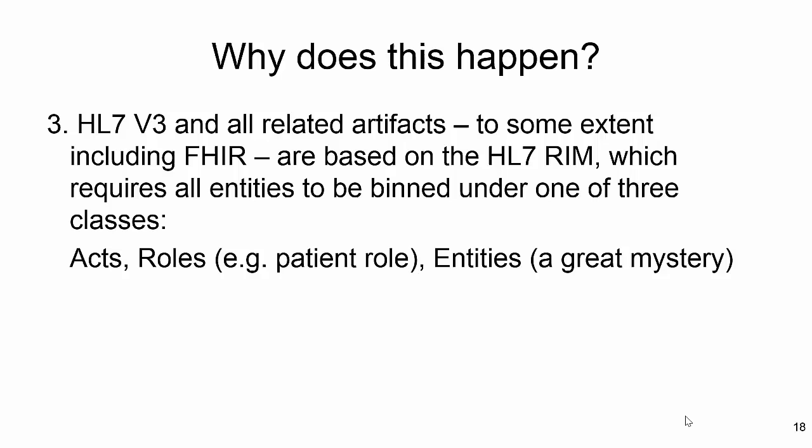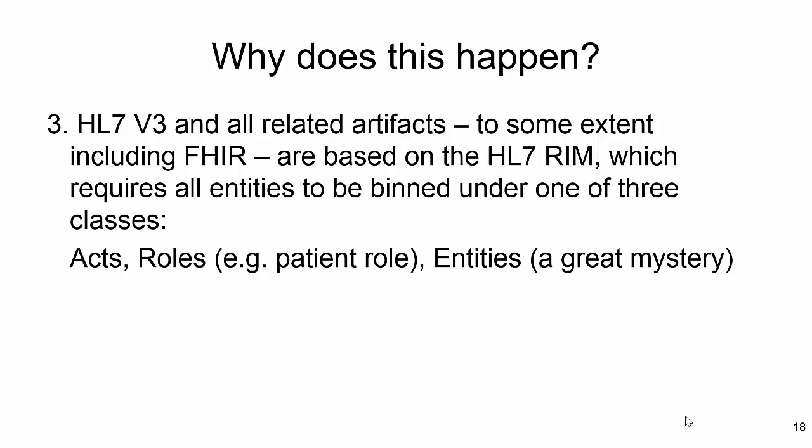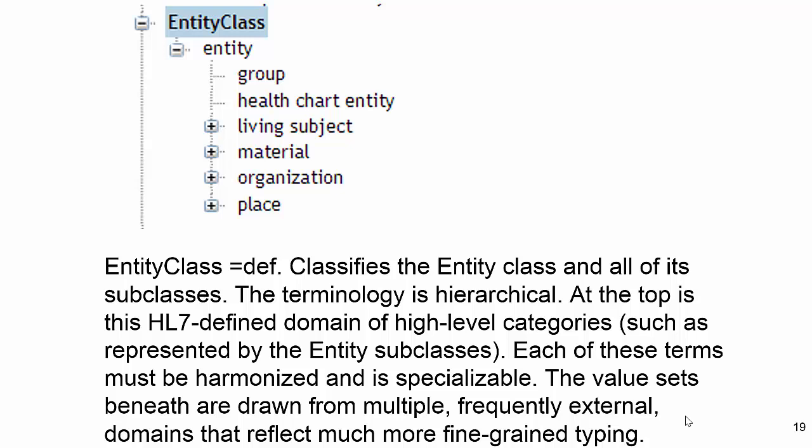You're only allowed to have three kinds of things: acts, roles, and entities. Roles are patient role, doctor role. They're fairly easily understandable. Entities, well, we have a definition. The entity class is defined as classifies the entity class and all of its subclasses. That is what we call circularity.